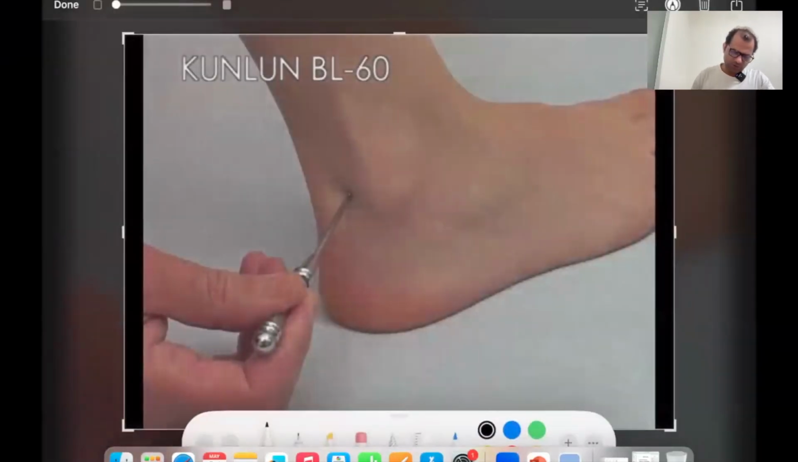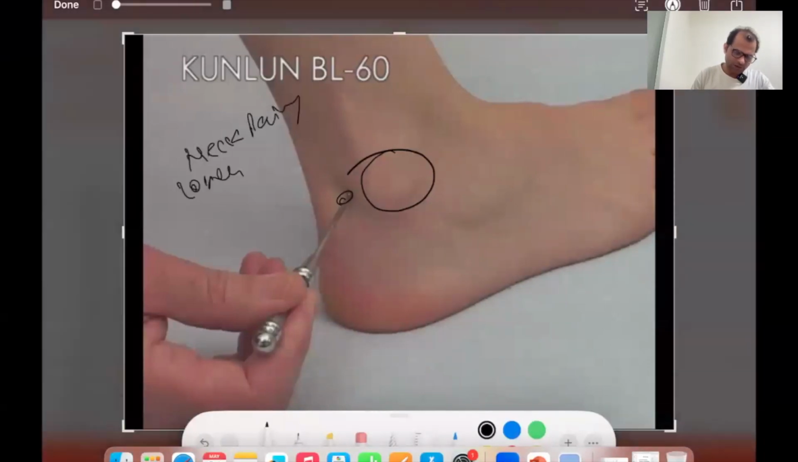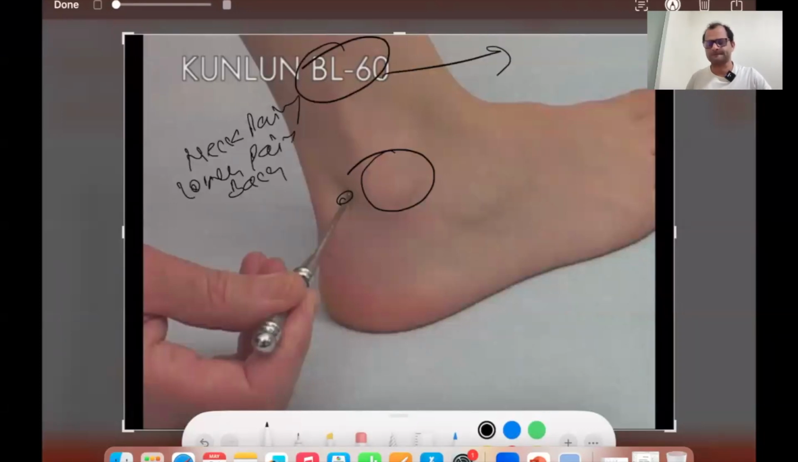This point is very good for neck pain and the lower back pain. अगर किसी को neck pain और lower back pain है, you can use the urinary bladder 60. We are using it as a distal point for the spine.